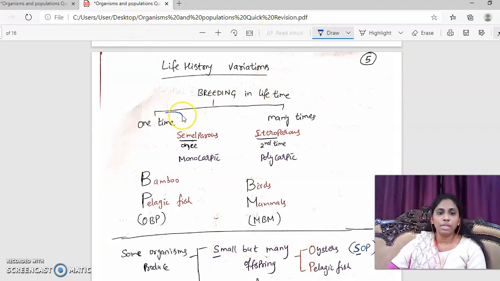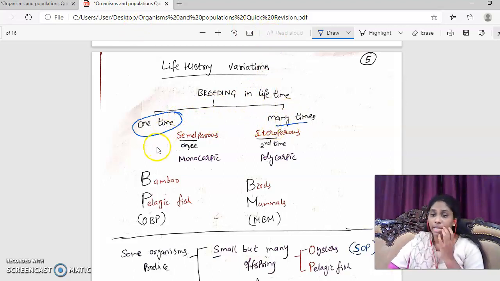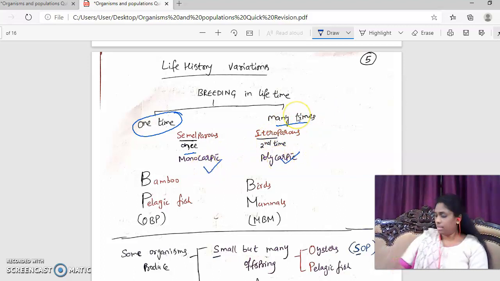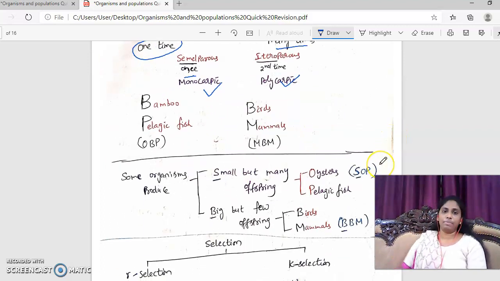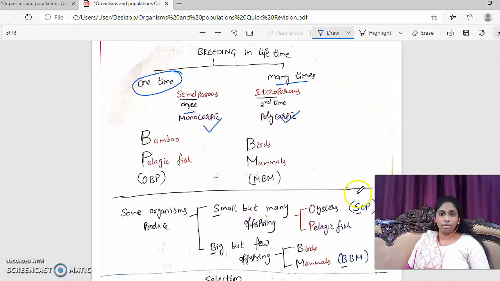Some organisms breed only one time in their life, while some organisms breed many times. These one-time breeders are called semelparous, semel meaning once, and these many-time breeders are called iteroparous. In botanical terms, monocarpic and polycarpic. And what are the examples?